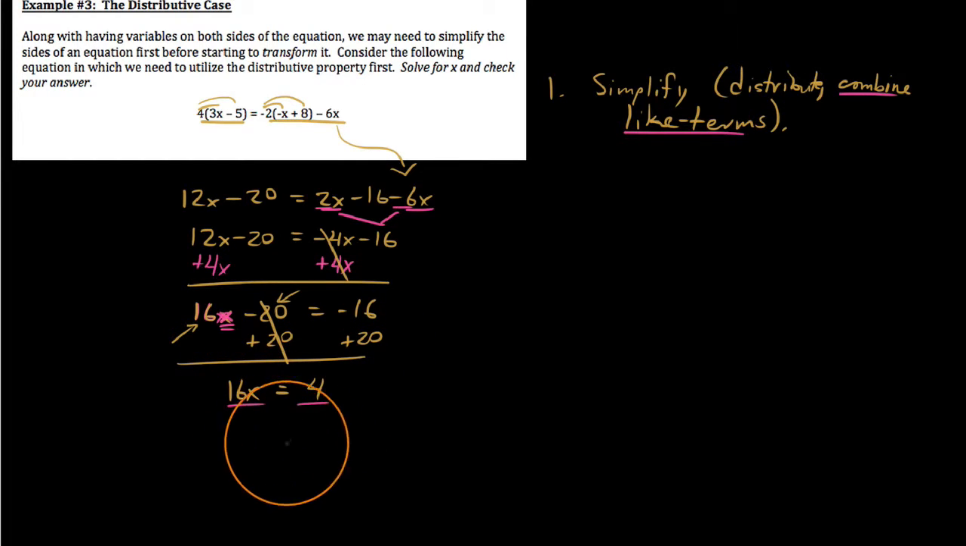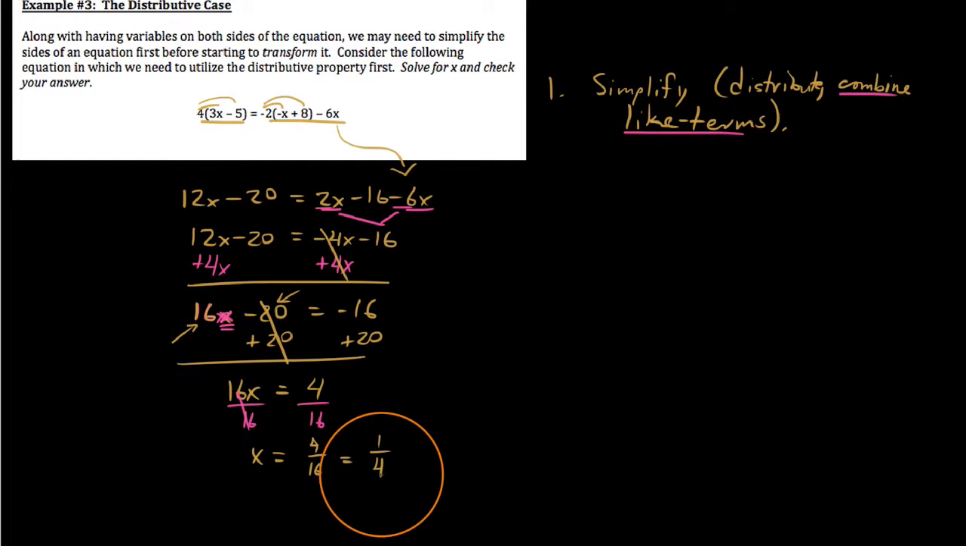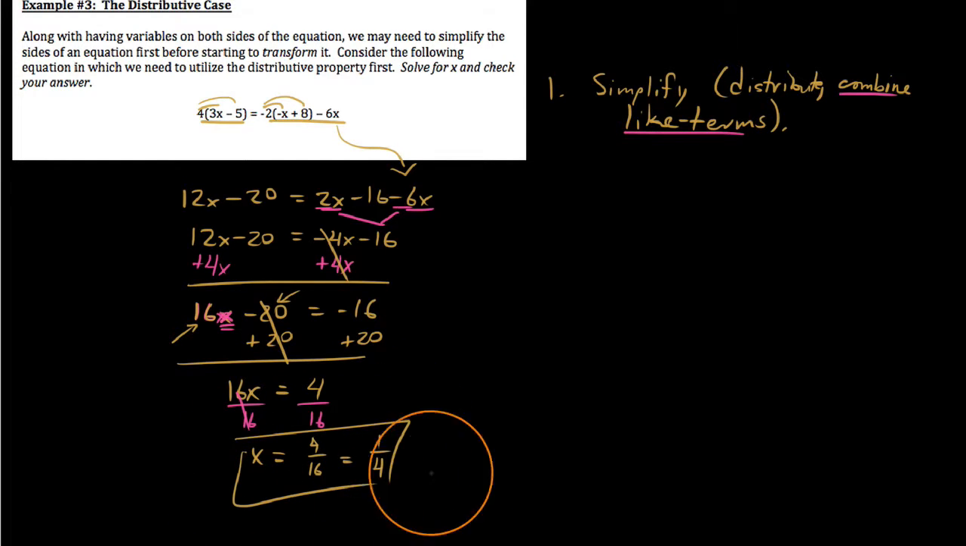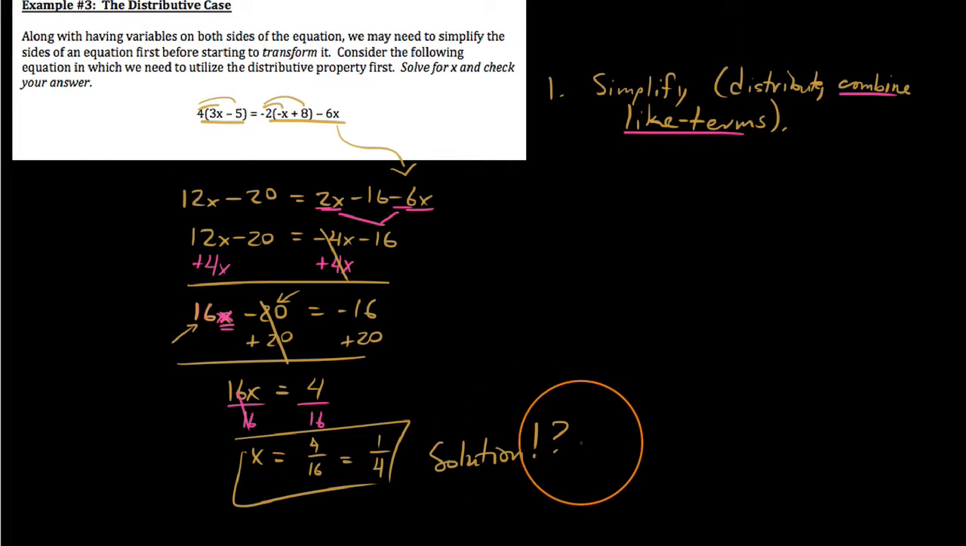And now we're going to undo multiply by 16, which makes this divide by 16. So we get x equals 4 sixteenths, which is totally okay. We could call this 1/4 if we simplify it. So again, this is our solution. And we'll put an exclamation point and a question mark right now because we aren't sure if it's going to make this thing true or not.